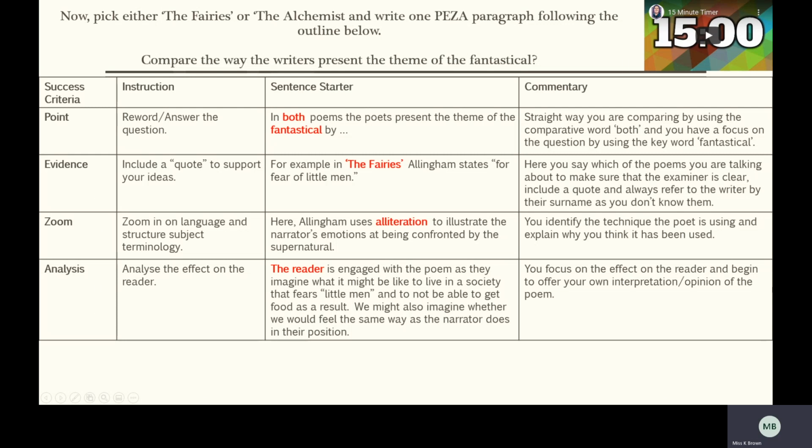By all means use the commentary to check that you are picking up those marks, follow the instructions and include the success criteria, but only really use the sentence starters if you are struggling, if you're finding it difficult to start a particular section.